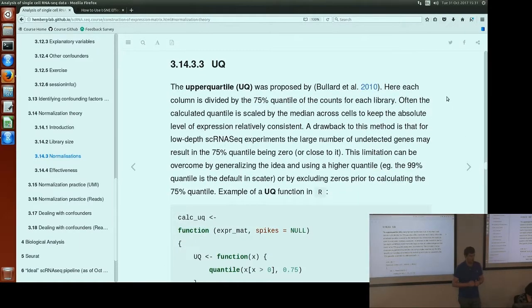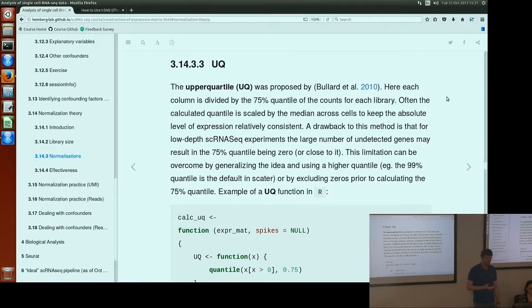A relatively straightforward approach is UQ, the upper quartile method, which also was proposed in 2010 by Bullard et al. In this case, each column, so each cell, is divided by the 75% quantile of the counts for that cell. So instead of using the total, we're using the 75% quantile, so that ignores the really highly expressed genes for each given cell when computing that overall effective library size. We can scale that quantile by the median across cells if we want to keep that absolute level of expression relatively consistent, which can be useful.